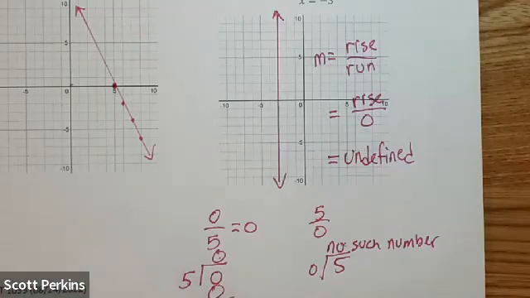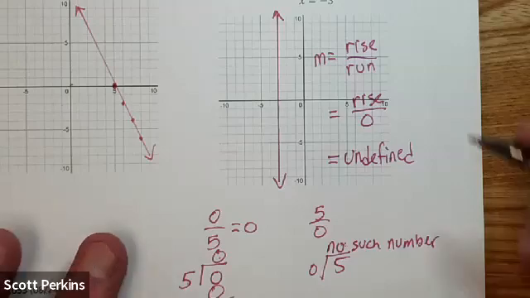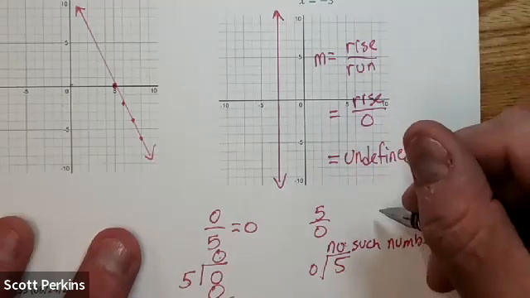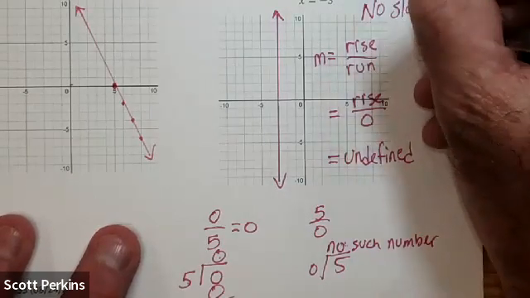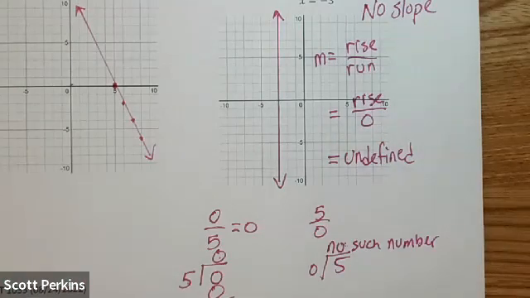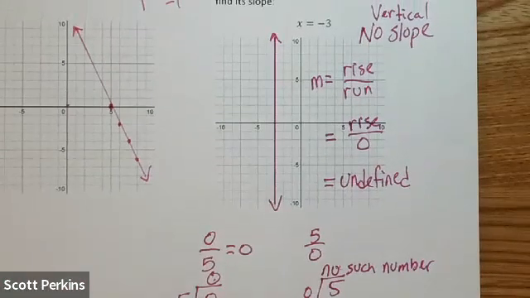And so as far as the slope of a vertical line, because it's undefined, no such number exists, we say that there is no slope. No slope is different than a slope of 0. Okay, I understand that that's a little tricky. 0 is a number that exists. So a horizontal line has a slope of 0. 0 is a thing. A vertical line has no slope. It doesn't exist. It doesn't have a value. That's the difference between those two things.